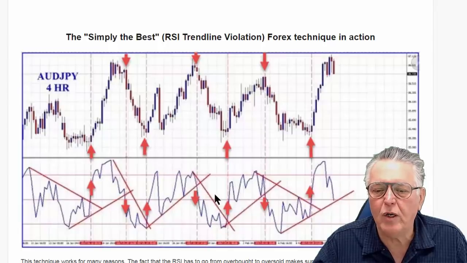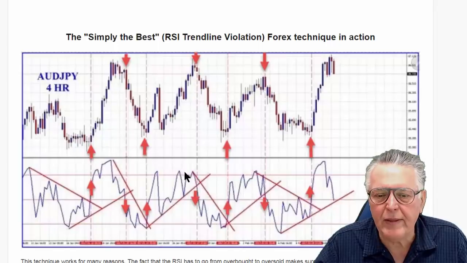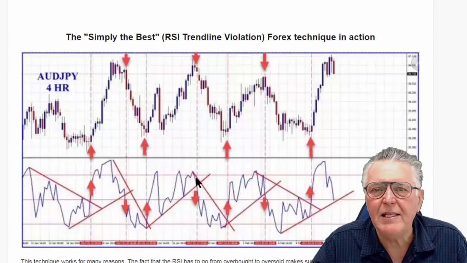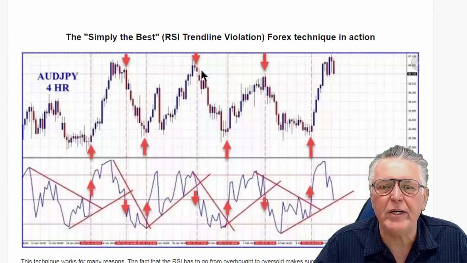Overbought, oversold, there's the trend line. Again, look where your entry is, right at the beginning of the trend. Oversold, overbought, and there's another thing there that I'll talk about, and then the trend line violation again, right at the beginning of the trend.